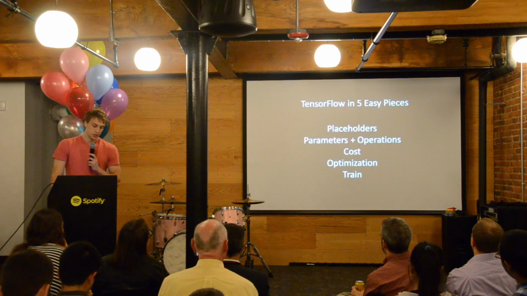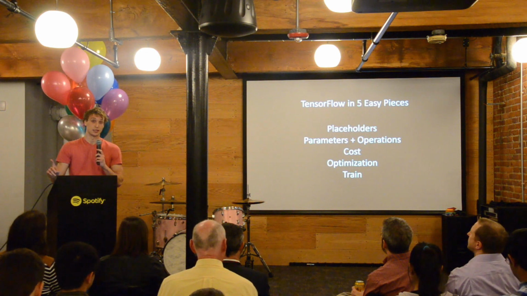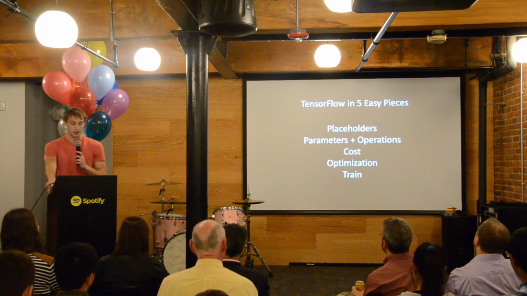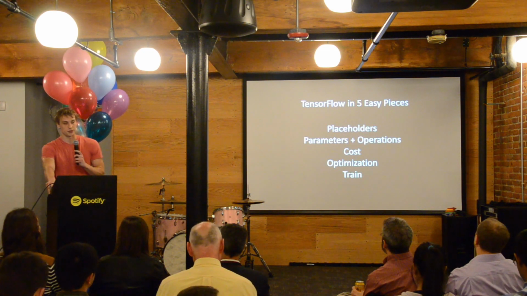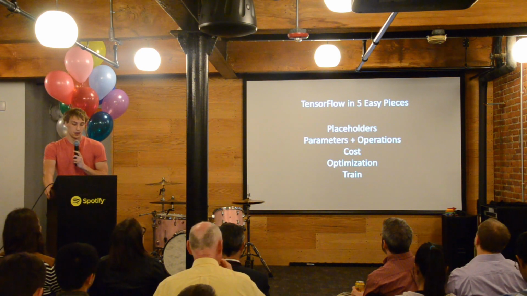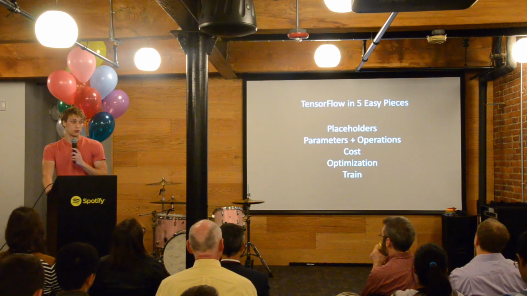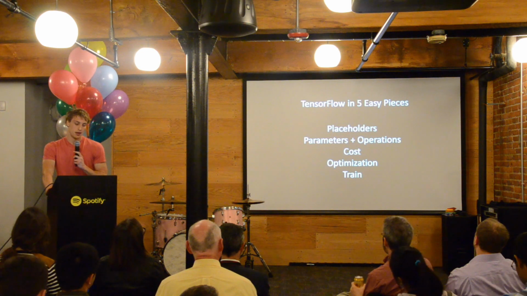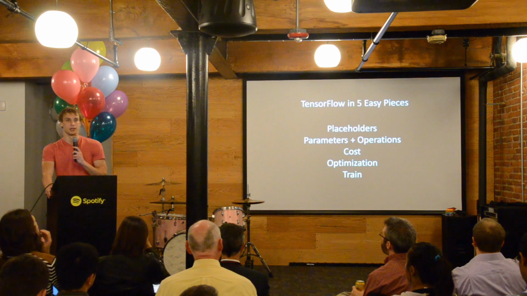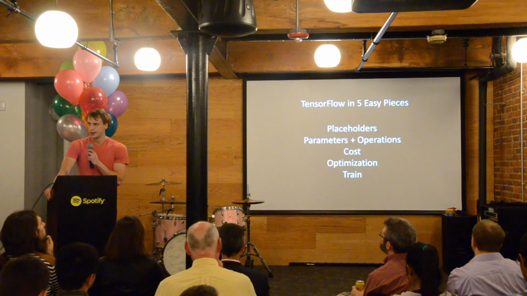So let's remind ourselves, we just defined the TensorFlow 5 easy pieces. There's the placeholders, that's the x and y values that correspond to the data we collected. There's the parameters and operations, those are the m and b values and the mx plus b equation that we defined earlier. We have our cost function, which we defined as mean squared error. We have our optimizer, where we're using gradient descent. And finally, we have our train code, where for 100 iterations, we're feeding in the data we generated and minimizing the cost in order to find the optimal parameters. So let's see how we did.